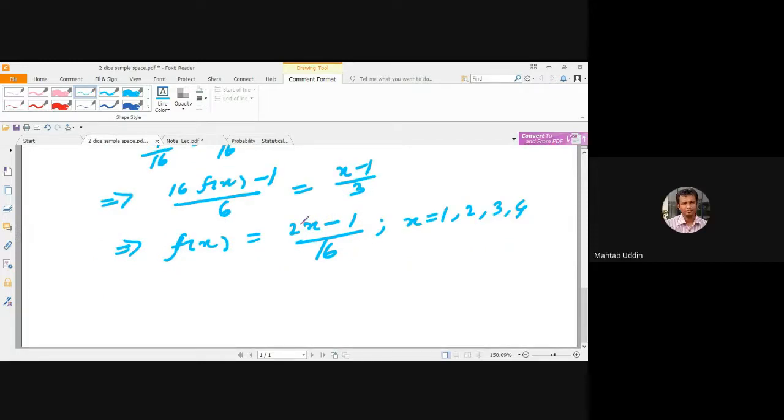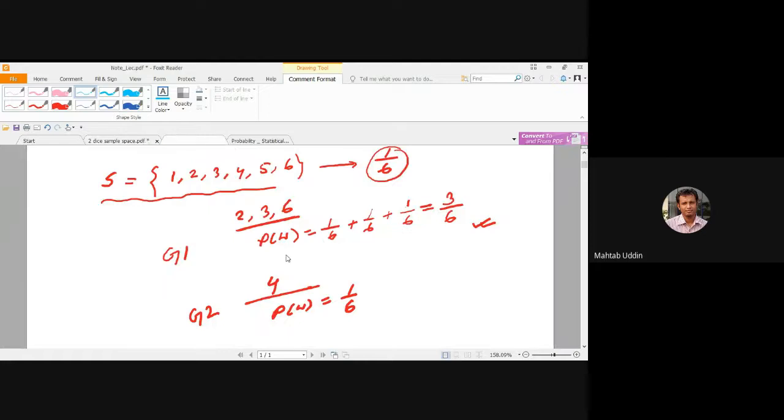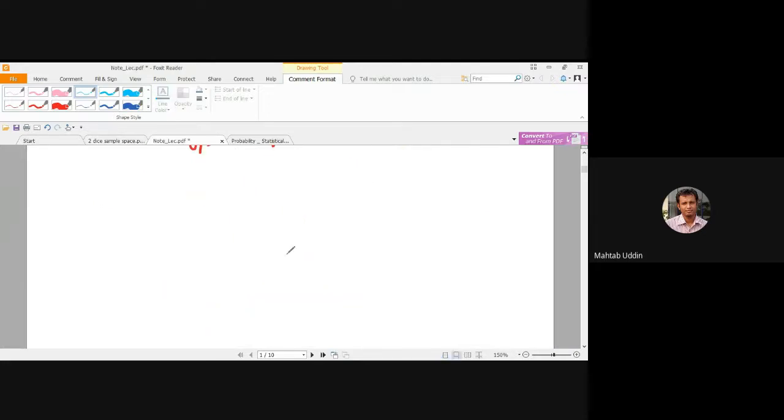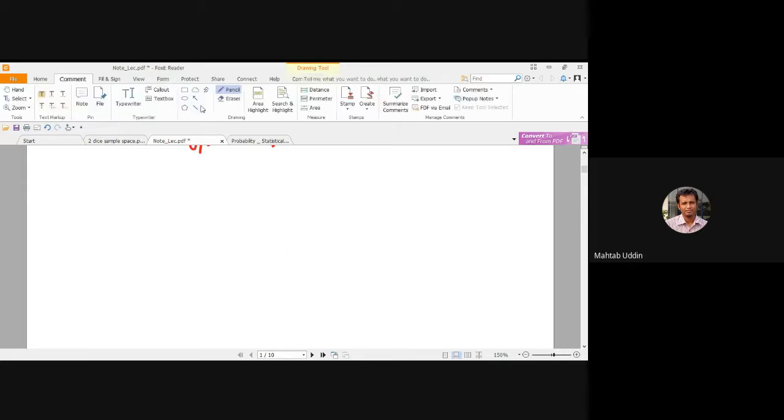Then we have to find two graphs. One is called a line graph, another is called a histogram. How can we find this? I'm going to show. I think you can remember the probability of 1 was 1 by 6, 2 was 2 by 6, 3 by 6, then 5 by 6, then 7 by 6. Can you remember? Yes, sir.